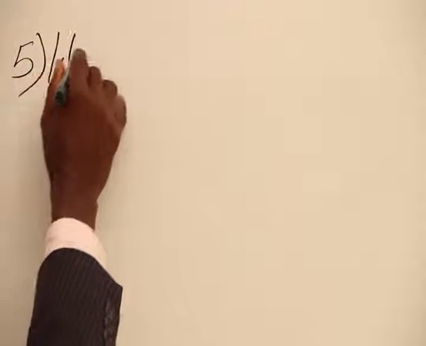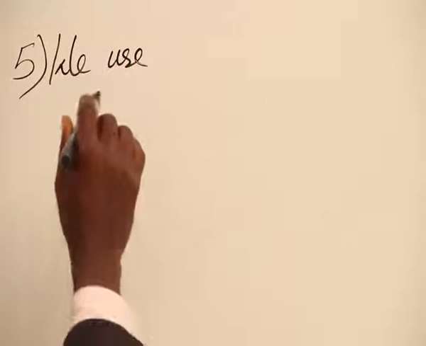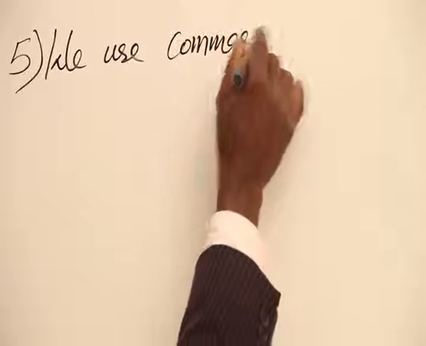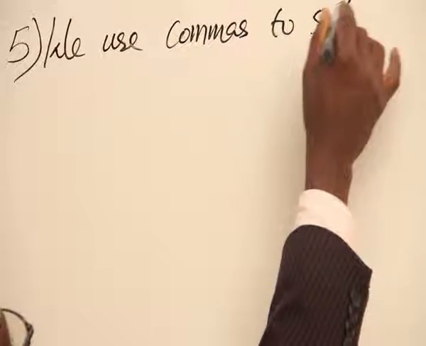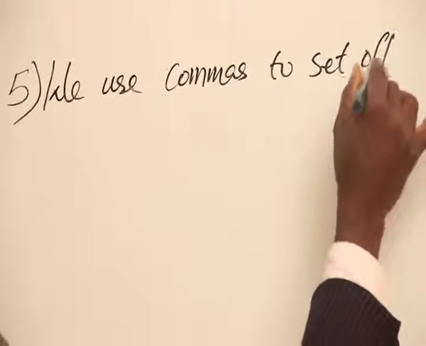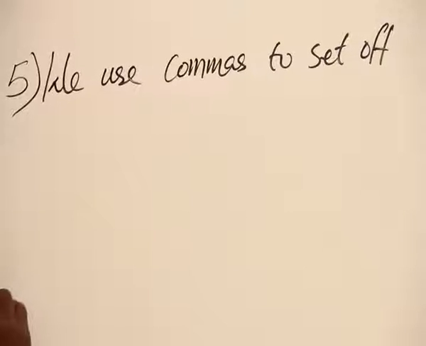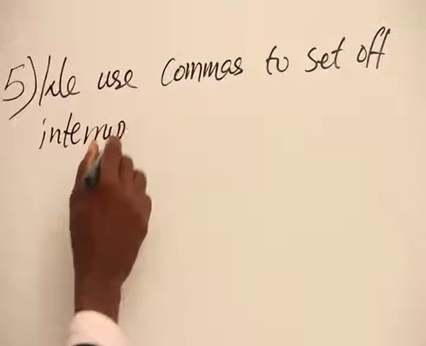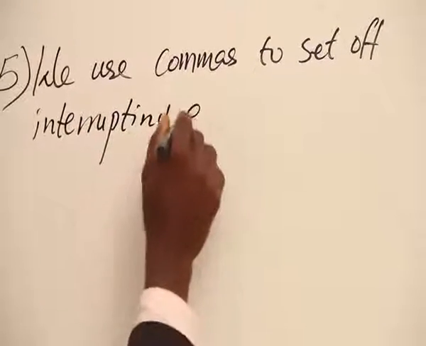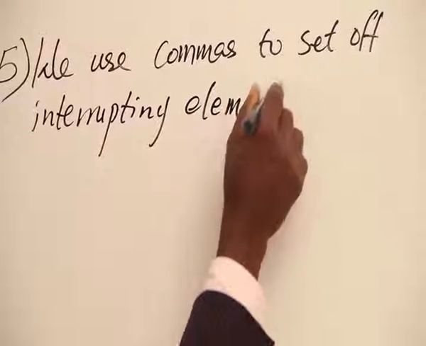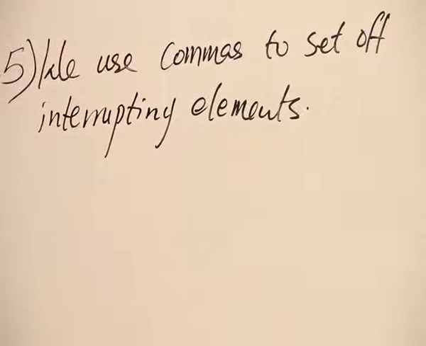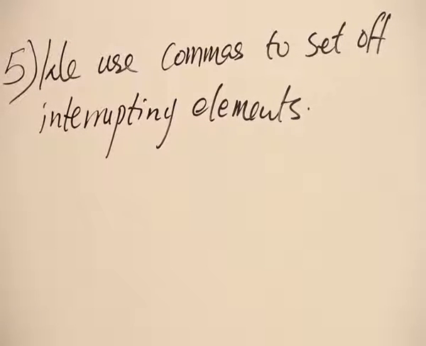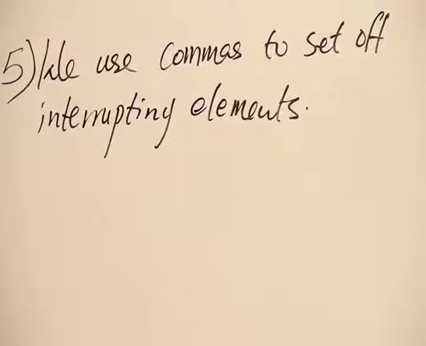So we use commas to set off interrupting elements. Interrupting elements vary, so we will look at them also under sub rules as well.